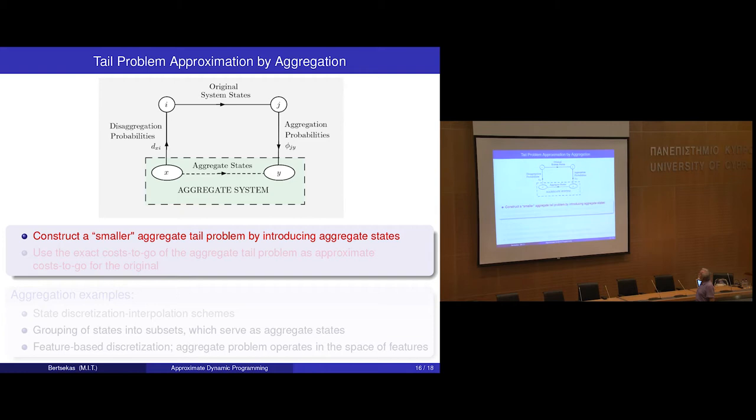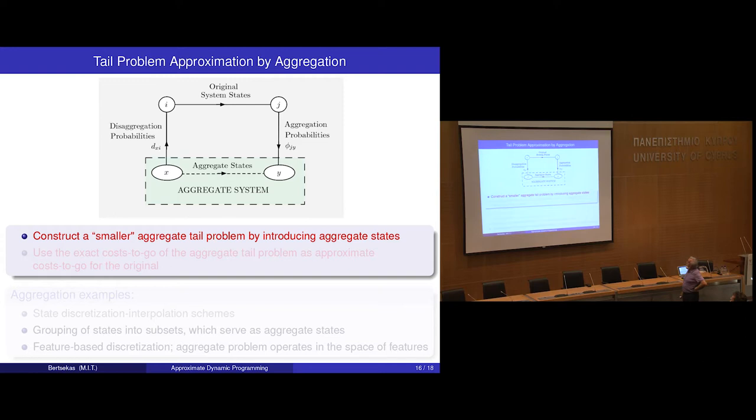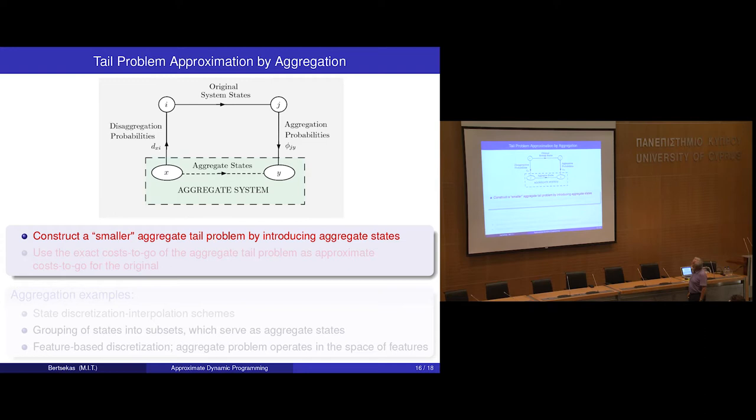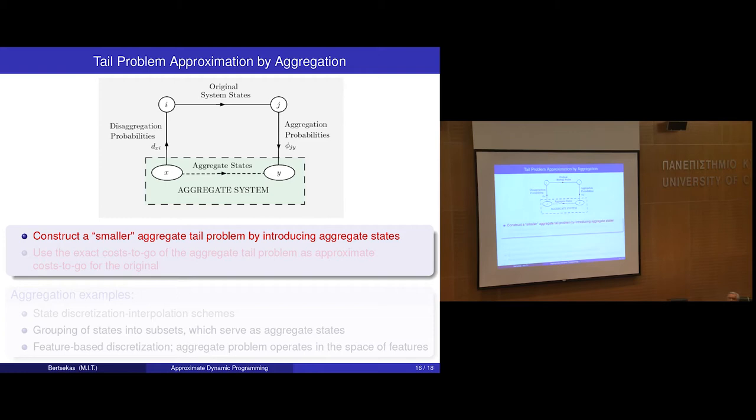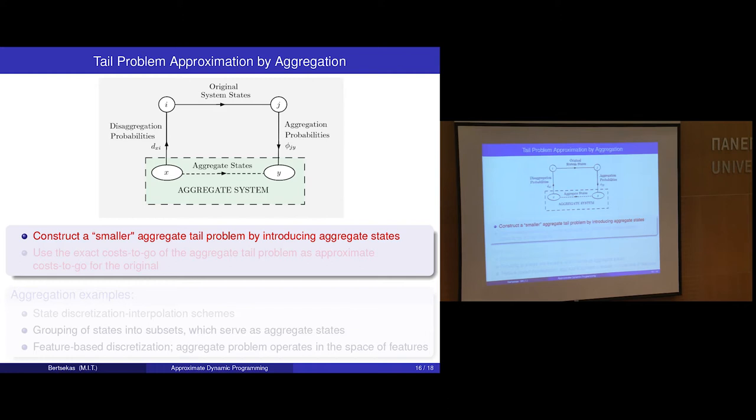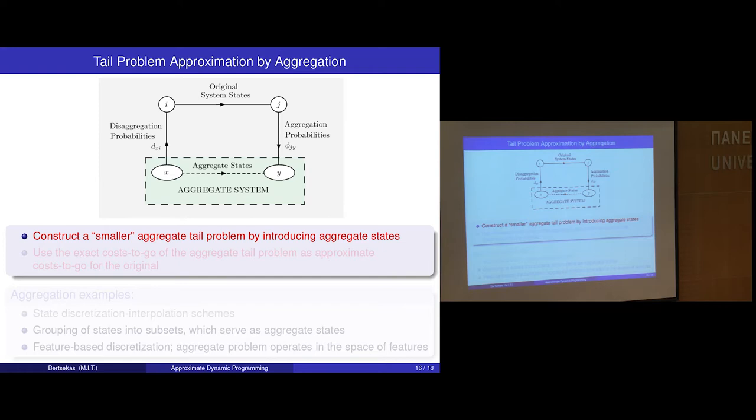Okay, the last method I'm going to discuss is aggregation. You have a system that involves many, many states, many, many calculations, and you create aggregate states. One example is that they combine many states together. Another example may be that the aggregate states correspond to a discretization of the original problem. There are many different ways to define these aggregate states. And we create an aggregate problem involving these fewer states. We solve that exactly, and we use the exact costs to go for the aggregate problem as approximate costs to go for the original.